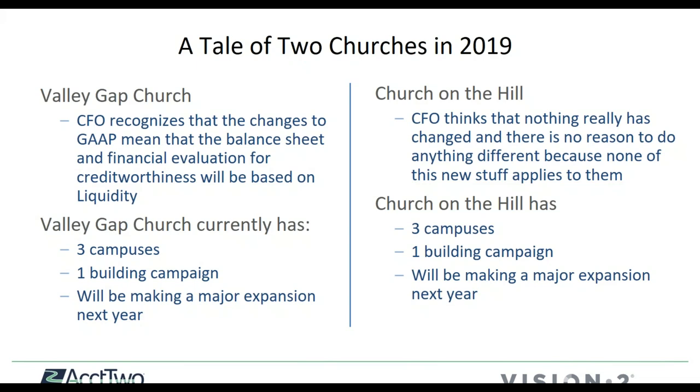Church on the Hill is like, oh, I don't have to do anything about this. I'm just going to do it the same way I've always done, and it'll all be okay at the end. Very similar construct: three campuses, one building campaign, and again, they'll be making that major expansion next year. We're going to use these two churches as a framework to walk through the decisions we can make in preparing our organization for GAAP and how that would show up at the end. So Peter, next slide.